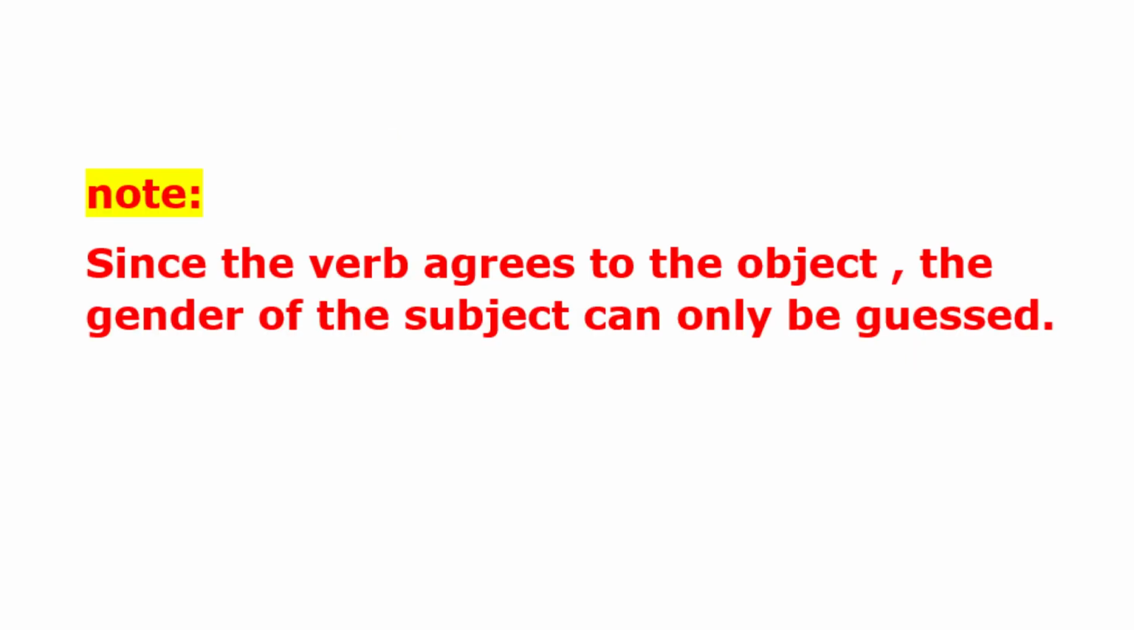There's also another thing for you to notice. Since the verb agrees to the object, the gender of the subject can only be guessed. So when we are using a transitive verb in the past tense, we will not know if it's he or she, or if it's they as masculine or they as feminine, unless more context is added to it. We'll see them now, but most of the time we can do some guesswork and find out who we are talking about.